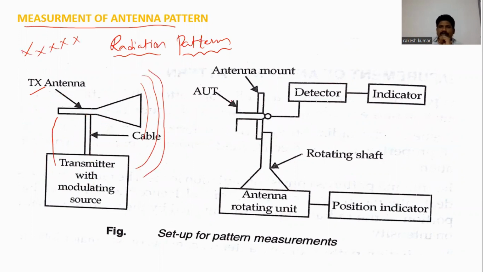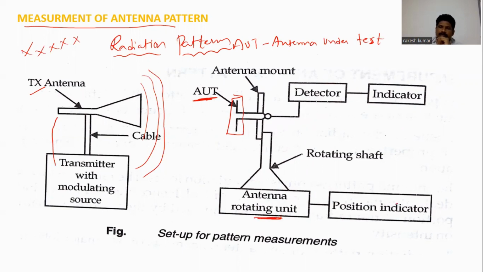Now, whatever antenna you want to test, you keep it here. This is called AUT. AUT stands for antenna under test. This antenna under test is connected with the rotating unit.